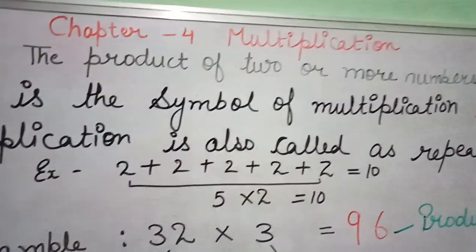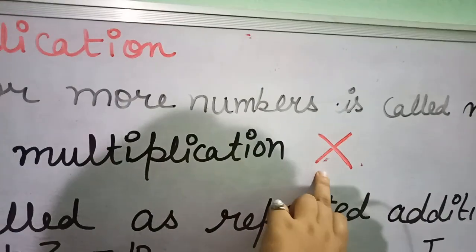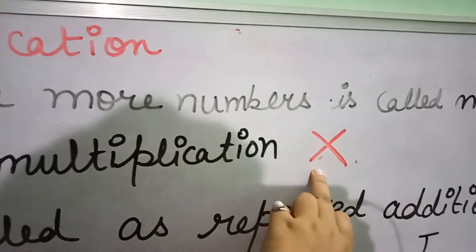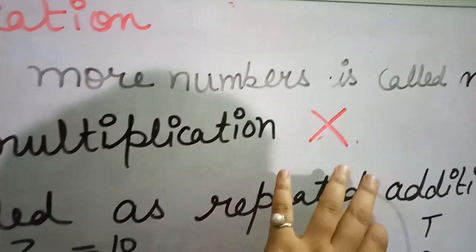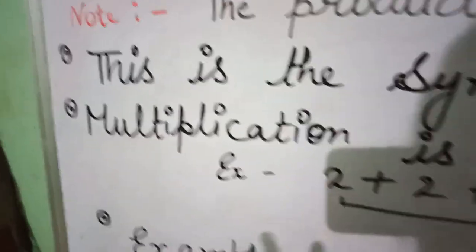This is the symbol of multiplication. We all know that this is the sign of multiplication, or we can say into. The second name of this multiplication sign is into. Come to the third point.